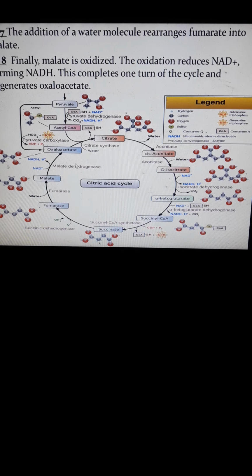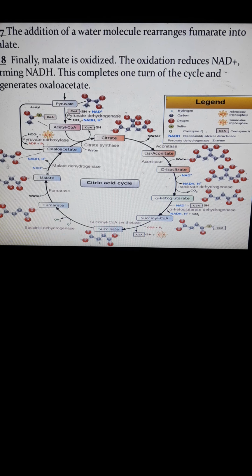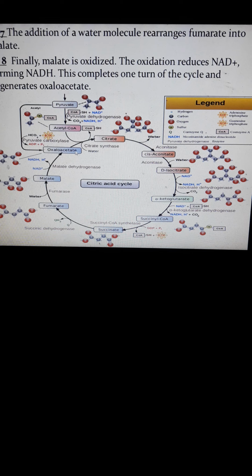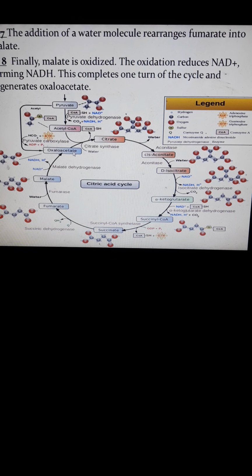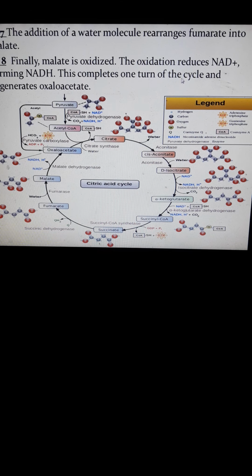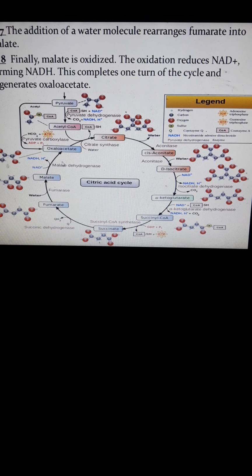Finally, malate is oxidized again. So NAD is converted to NADH plus H, meaning there's removal of hydrogen. That is the oxidation process, wherein malate is converted to, or it will form, oxaloacetate. So this completes one turn of the cycle and regenerates oxaloacetate. Meaning, class, in the citric acid cycle, the product is oxaloacetate, and there is an intermediate product, which is malate.